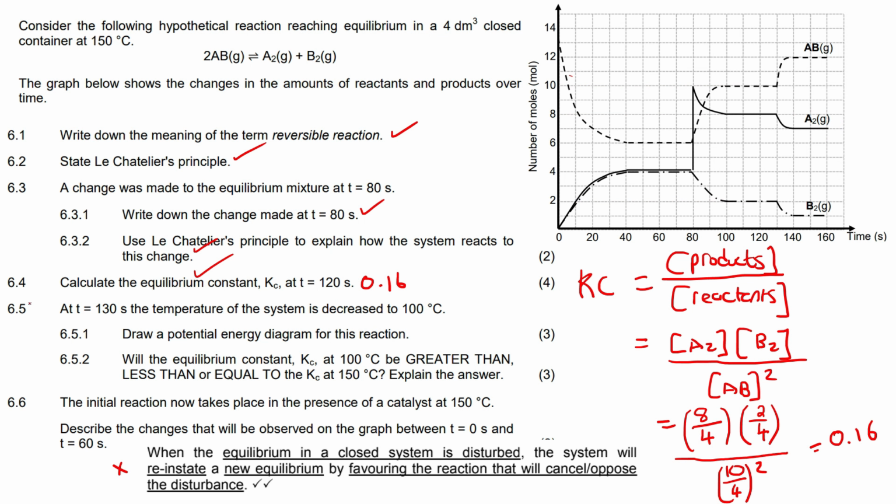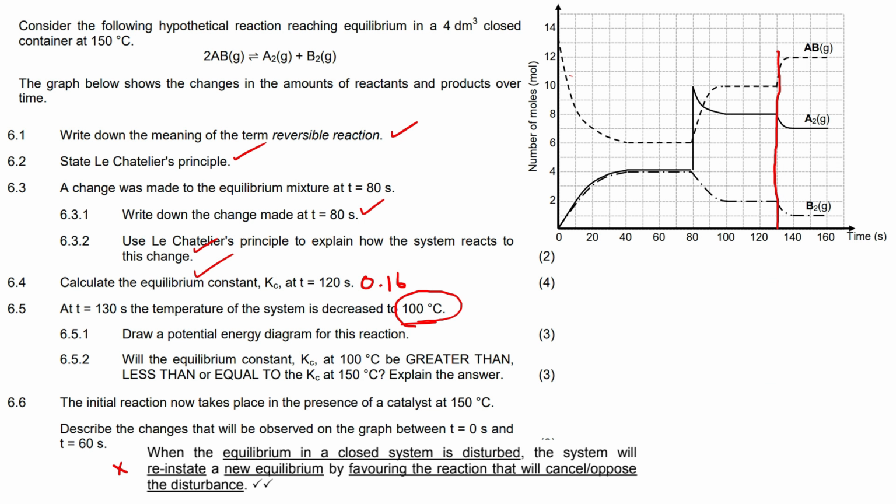0.16. This one says at t equals 130. Okay, so at t equals 130, the temperature is decreased to 100, because remember it was at 150. So they decrease the temperature. First question, draw a potential energy diagram. Now that is not a very common thing for them to ask, so I can imagine that the learners that wrote this exam might have felt a little unsettled about this.